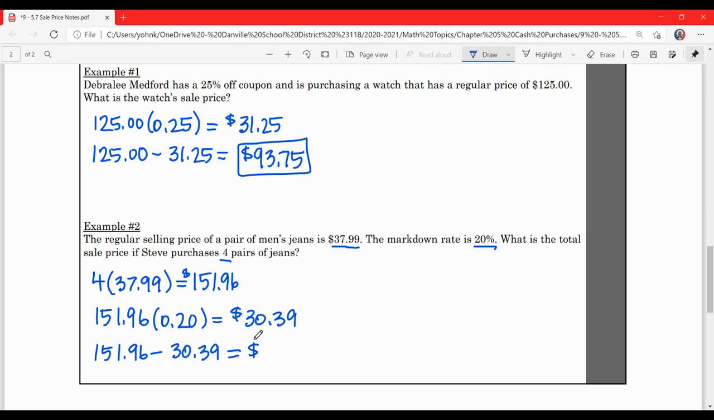That means that Steve is going to pay for his 4 pairs of jeans $151.96 minus $30.39, which is $121.57. So I could have done each pair of pants individually, but that would have taken forever, and that would have been doing way too much, so it's easier to do it together.